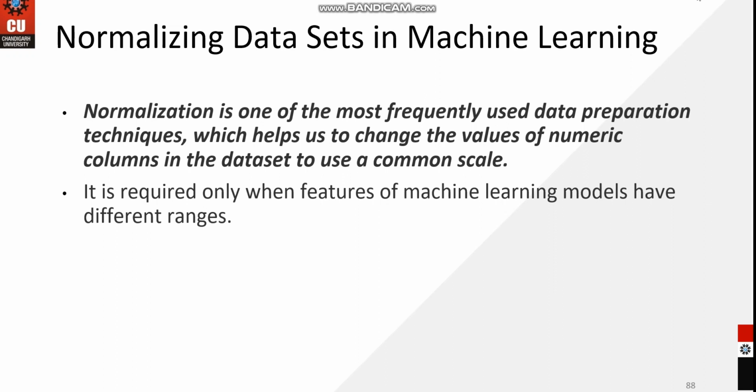You can say it is a scaling technique in machine learning applied during data preparation to change the values of numerical columns in the dataset so that they can be used on a common scale. It is not necessary for all datasets in a model. It is required only when the features of machine learning models have different ranges. So in that case we need normalization.